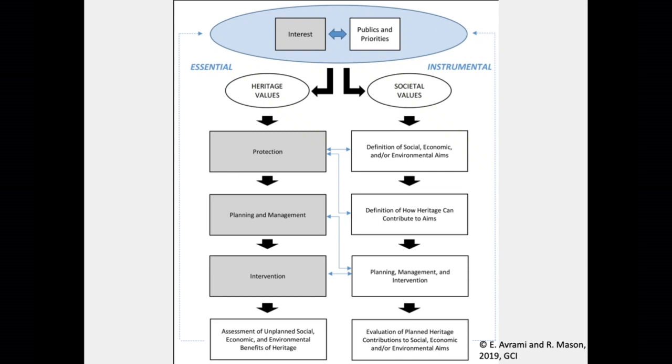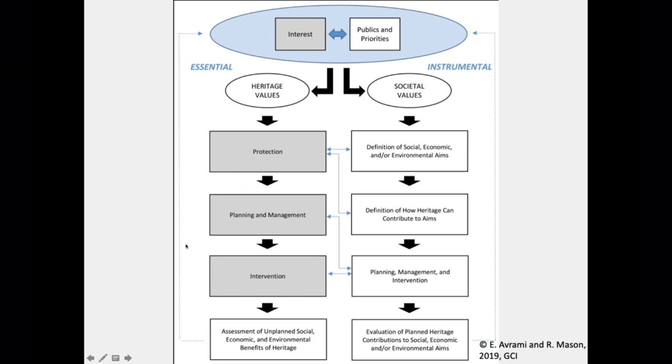To address this issue, in a recent work again by Mason and Avrami in 2019, they talk about these two aspects of heritage values: from one side, heritage values, which could also be seen as essential value, and on the other side, more societal, other or instrumental values. And the two perspectives differ in how they frame the outcome of the process of heritage conservation and management.